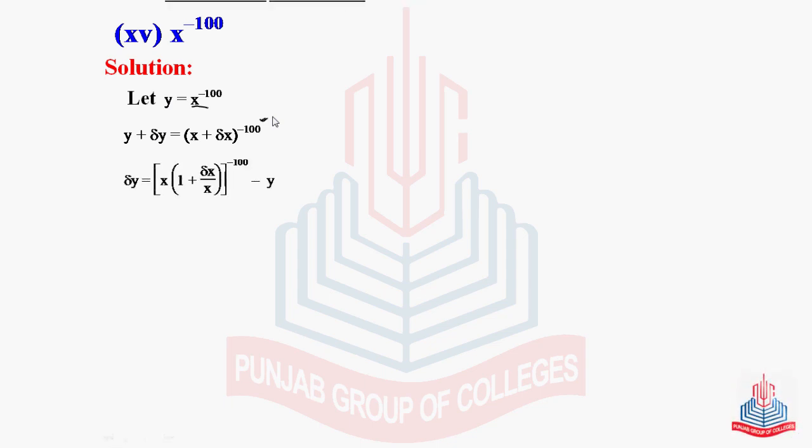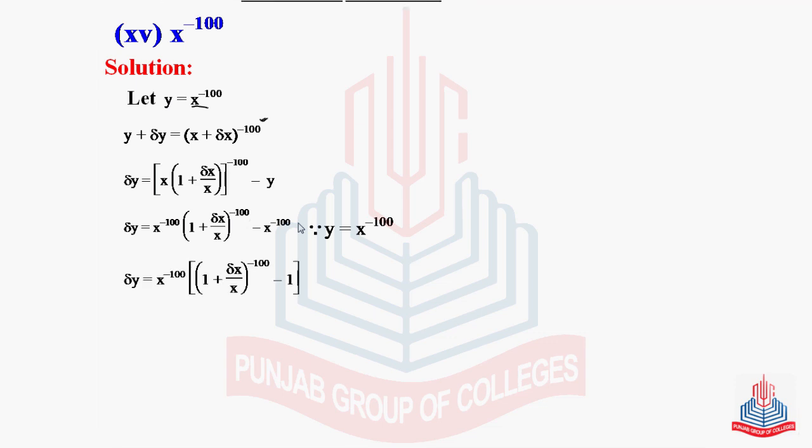So delta y is equal to x into 1 plus delta x over x raised to the power minus 100, minus y. This minus 100 will become a power of both of these two terms, x raised to the power minus 100 and 1 plus delta x over x raised to the power minus 100, minus the value of y, which is x raised to the power minus 100. And for delta y, by taking x raised to the power minus 100 as a common factor from both these two terms, we have 1 plus delta x over x raised to the power minus 100 minus 1.